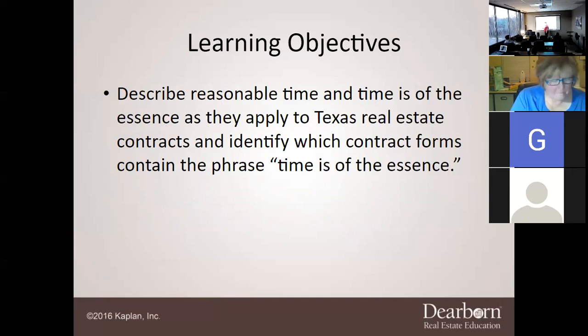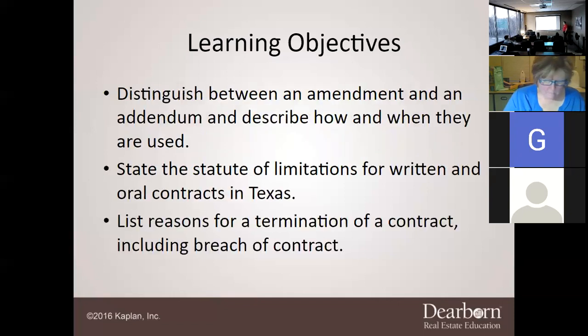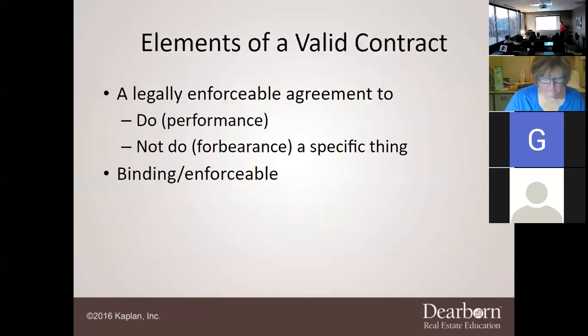If you have taken law of contracts already, you already know this information, so this is a refresher for you. If you have not taken this, this is going to give you the steps, so when you get to law of contracts, this is going to basically sum up the entire class. We're also going to jump into some additional learning objectives that have been added on: the distinction between an amendment and an addendum, and how and when we're going to use them. We're going to state the statute of limitations for written and oral contracts in Texas, and we're also going to list the reasons for termination of contract, including breach of contract.